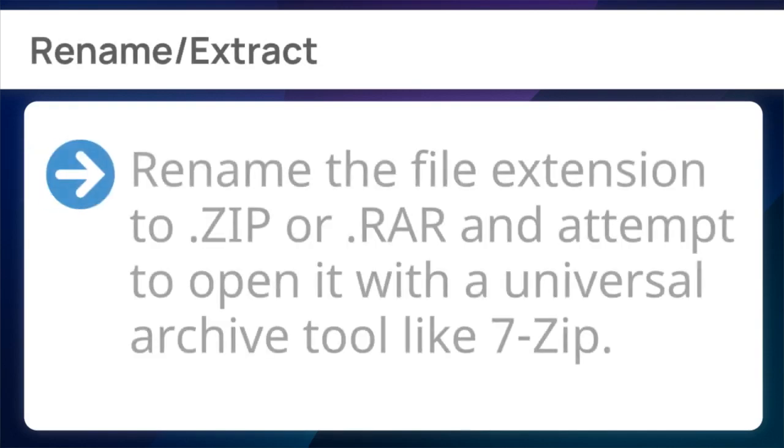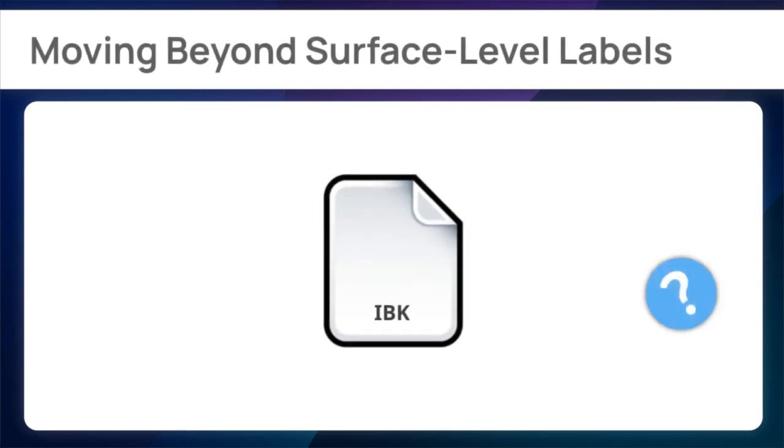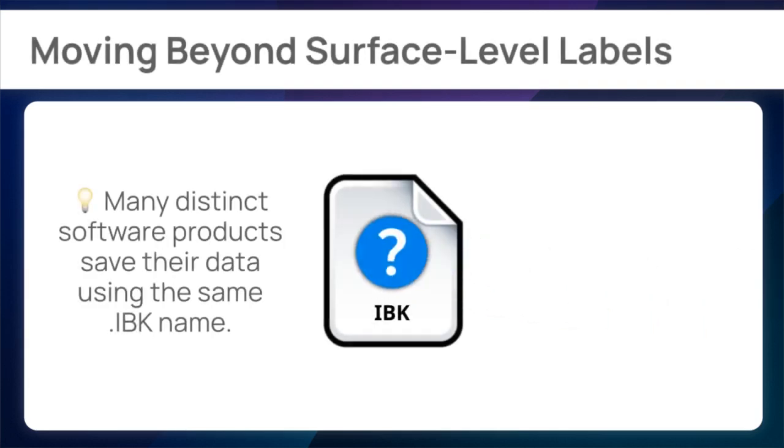Finally, rename Extract. Rename the file extension to zip or rar and attempt to open it with a universal archive tool like 7-zip. If your apps can't interpret the IBK file, it is likely a structural incompatibility caused by different programs using the same label.